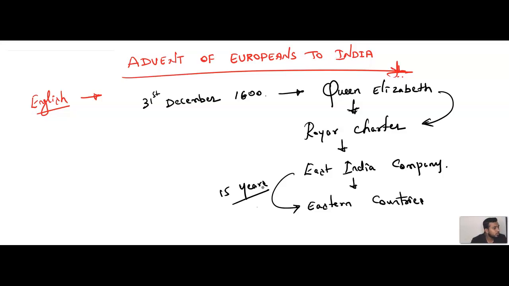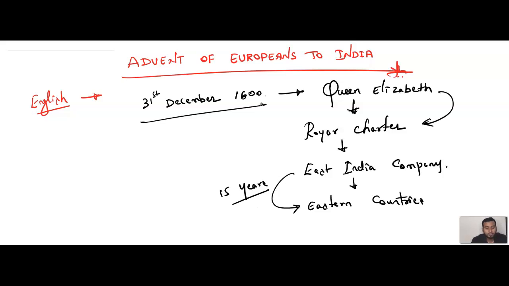Did you understand? Why is this event important? Why is this date important? What happened on 31st December 1600? Queen Elizabeth issued a royal charter. Understood? In that royal charter, what has been authorized? East India Company is going to do the business with eastern countries for a period of 15 years. Is this simple? Understood? Good. From this, English came to India. Did you understand how the entry of the English in India was done? So this was the entry. Through this, they came to India.